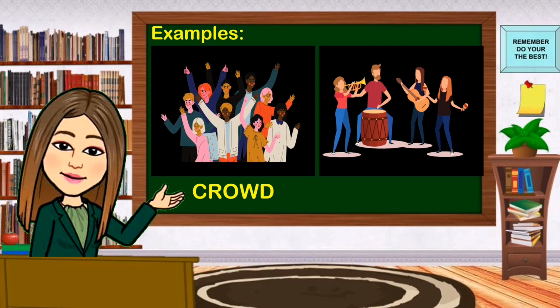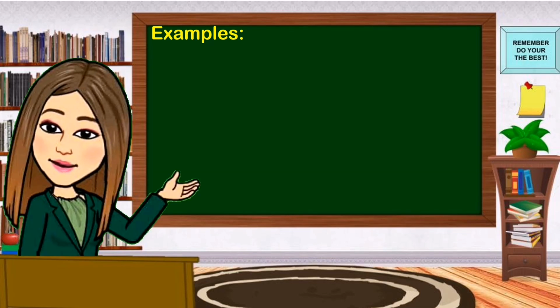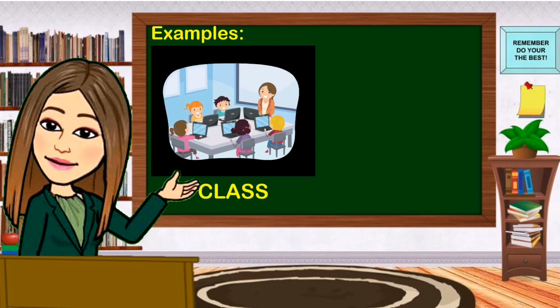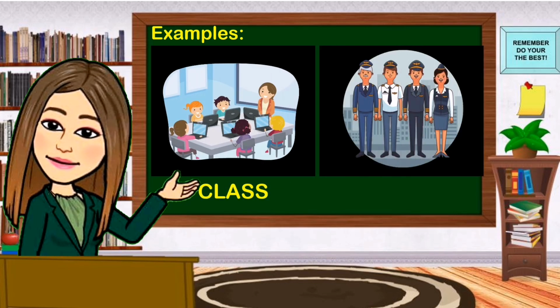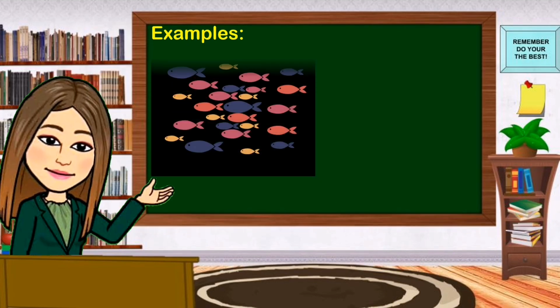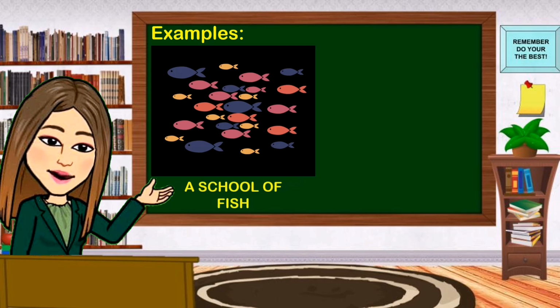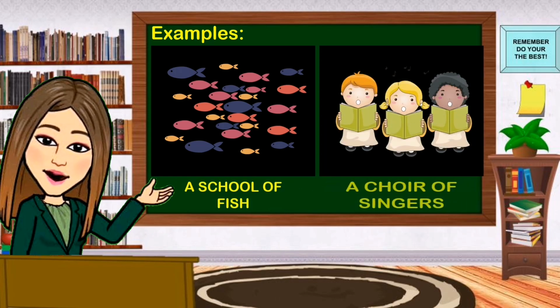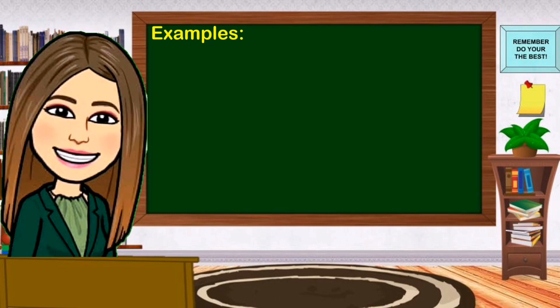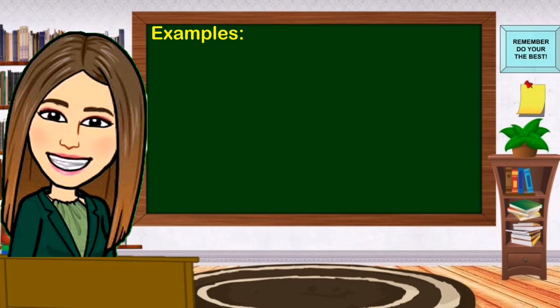Band, it refers to the group of musicians. Class refers to the group of students or learners. Crew, it refers to the group of sailors. Next, school of fish. It refers to the group of fish. Choir of singers. It refers to the group of singers. Other examples of collective nouns.